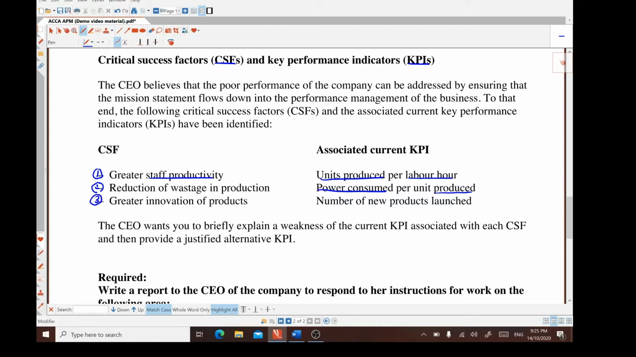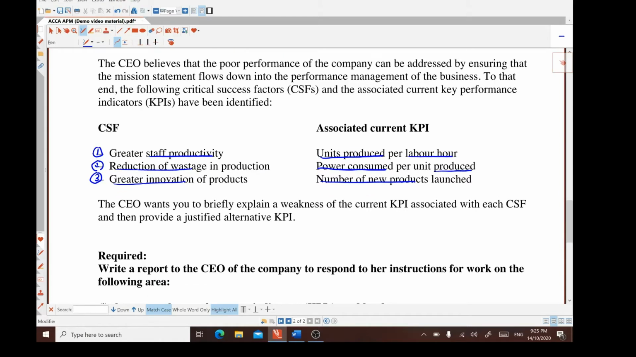And of course, number three. The third is when they talk about, for instance, the greater innovation of products. Bearing in mind, this examiner loves testing something to do with innovation, regardless of what industry it is. Sometimes he will bring in innovation of the product or how you come up with something new, for example, new services, new teams. So that's number three, and here they are using the number of new products launched as the KPI.